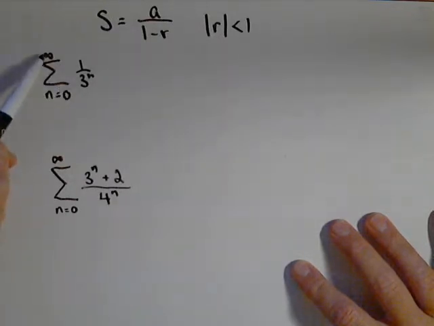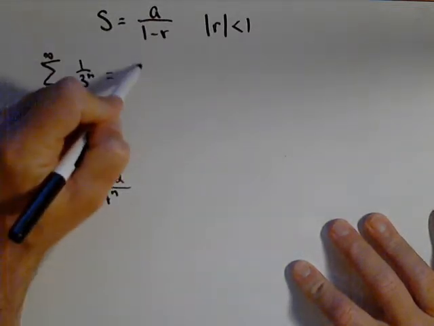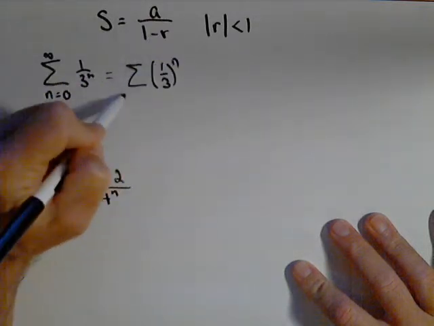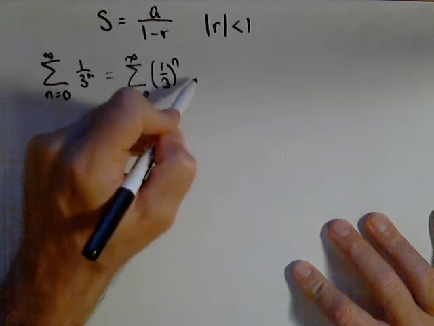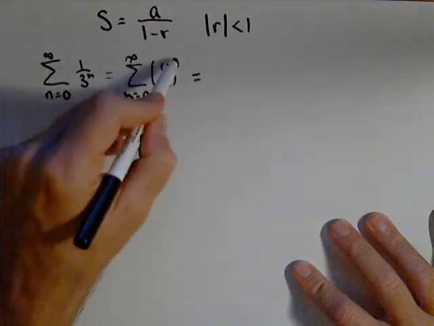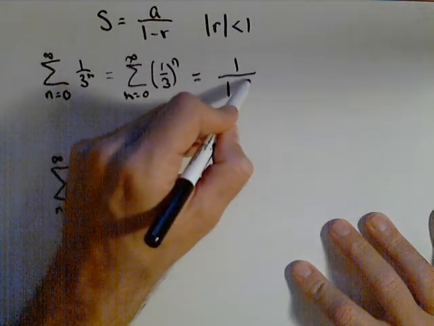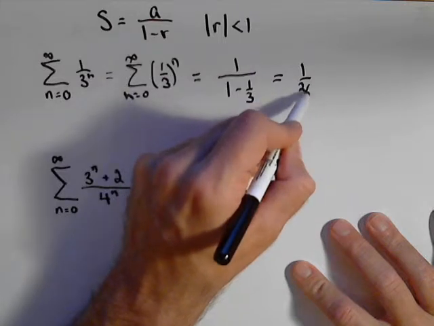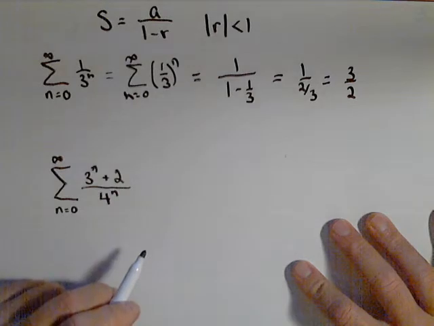In this one, we go from 0 to infinity of 1 over 3 to the n. Well, if we wanted to, we could rewrite that as 1/3 to the n. So what that shows us is our common ratio is 1/3. We need to calculate the first term. Always calculate the first term. Plugging 0 in for n gives us 1/3 to the 0, or 1, over 1 minus 1/3. So 1 over 2/3, flip and multiply, and we get a sum of 3/2.